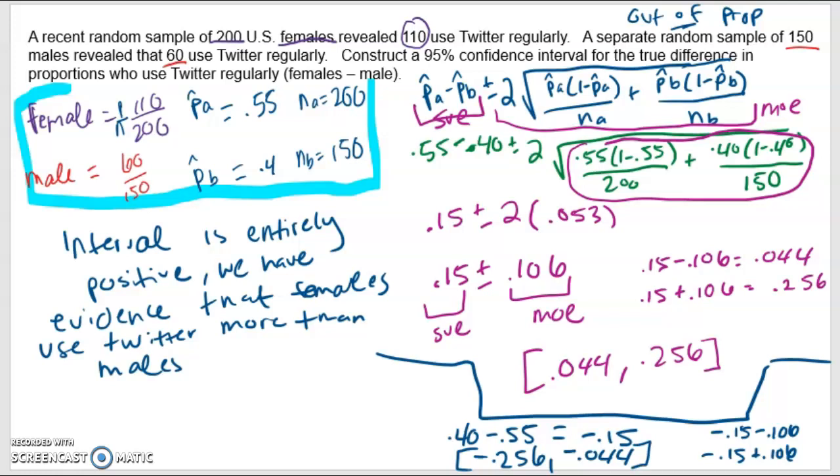Okay, so in this instance, the interval is entirely negative. And it's negative because I chose my first proportion to be males. So that means that we have evidence still that females use Twitter more than males because my interval is entirely negative. Meaning in every instance, females were using Twitter more than males, making that negative confidence interval. So hopefully you can kind of see the resemblance between the two. The conclusion should be the same, but it's how you understand it that makes p hat of A and p hat of B make more sense.